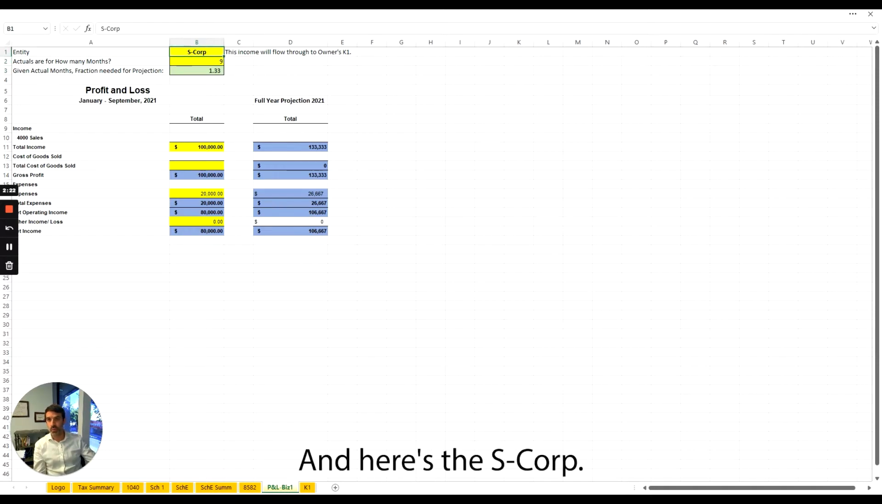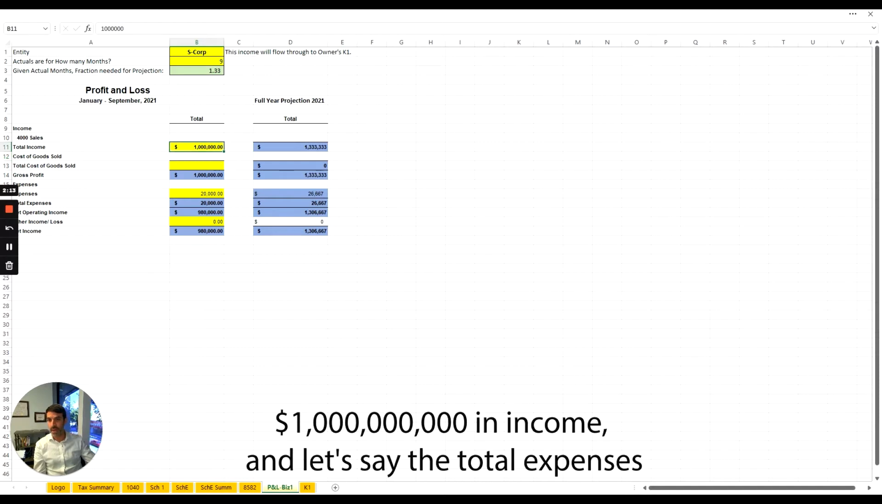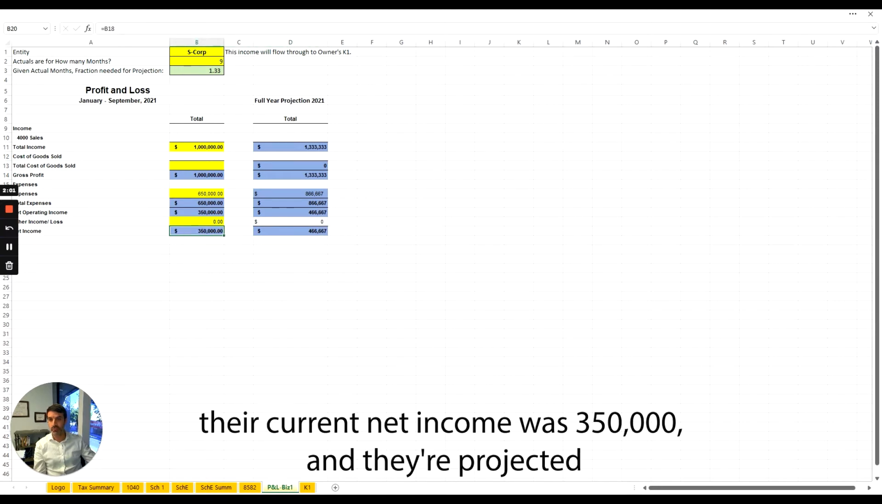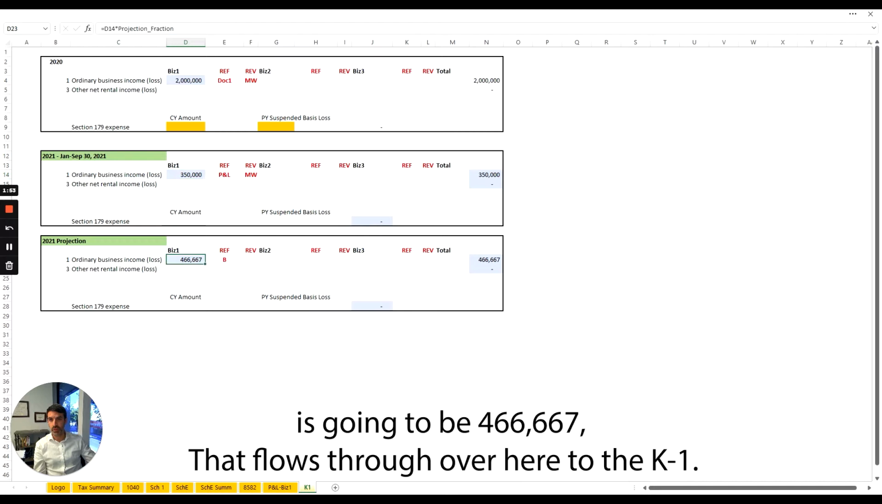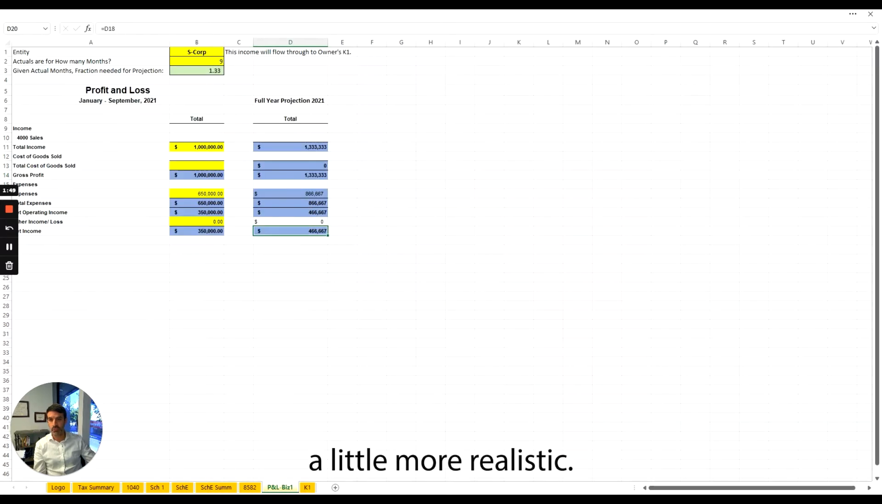And here's the S corporation. So let's assume that for the first 9 months, they had $1 million in income. And let's say the total expenses were about $650,000. So that means that their current net income is $350,000, and their projected is going to be $466,000. So that flows through over here to the K1. And you see it's very different from 2020. So that's to make it a little more realistic.